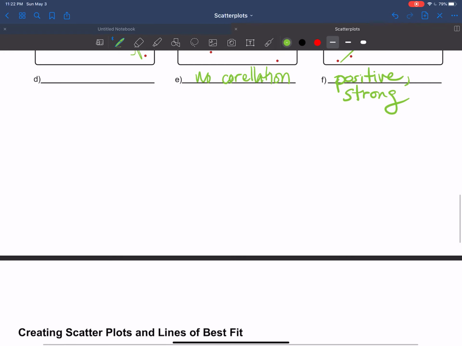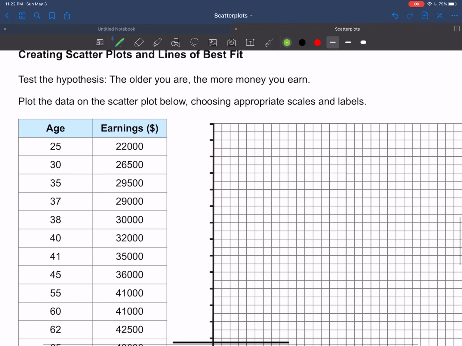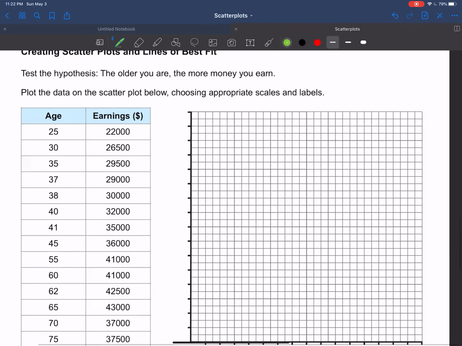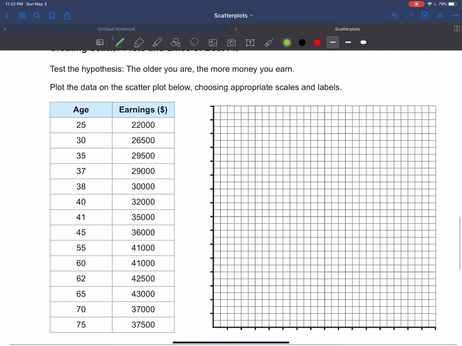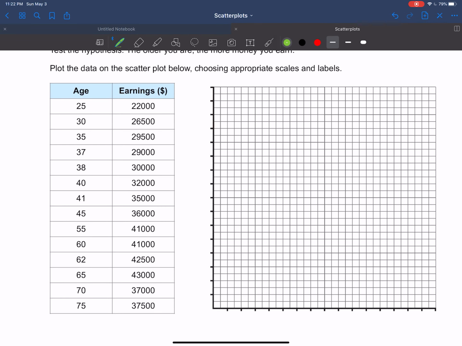All right, so that's correlation. Now we are creating a line of best fit. I'm not going to do it here, but you'll see what I did in the PDF that I upload. The only thing I want to say is that if we're talking about age, I don't have anything between 0 and 25. It starts at 25 and goes up to 75, and then same with earnings. I don't have anything between 0 and 22,000, so I don't need to write everything in between.